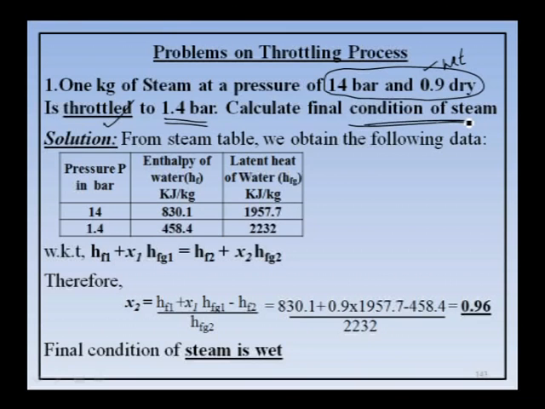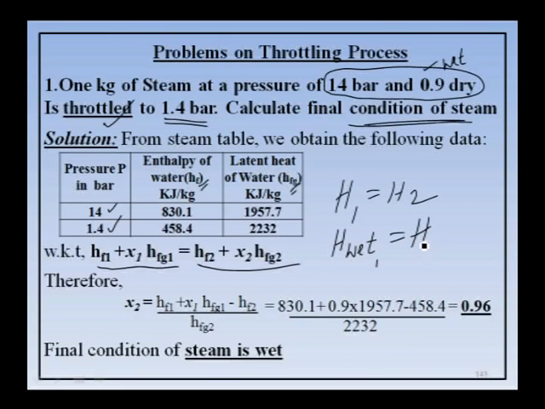Initially it is wet and the final we don't know, we will find that. The initial pressure is 14 bar, the final pressure is 1.4 bar. You take the values of HF and HFG. Now we know that in a throttling process enthalpy before is equal to enthalpy after, so you can take H1 is equal to H2. But H1 we know is wet steam, as given in the problem. H wet 1 is equal to, final condition is not known. I already told you so many times, if the final condition is not known, you should take that it is also wet steam. So you should take H wet 1 is equal to H wet 2.